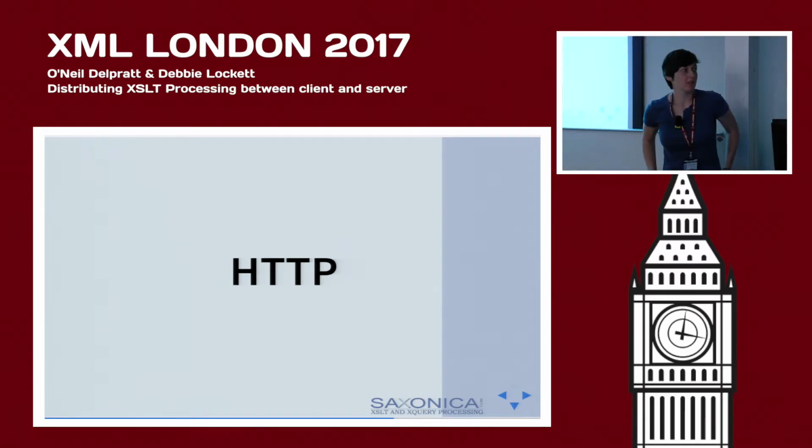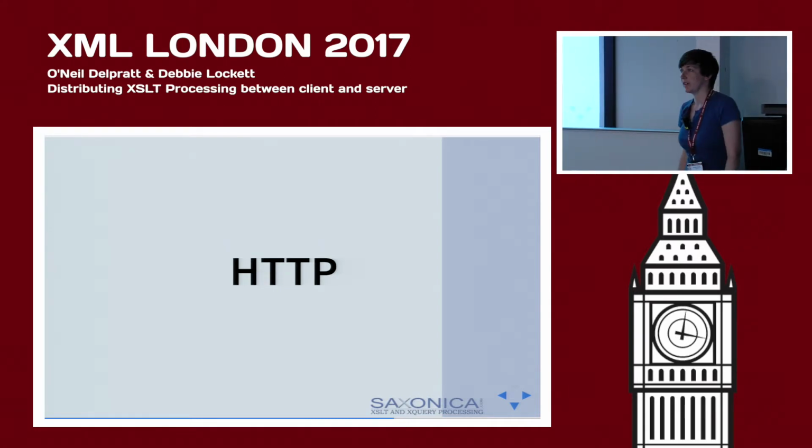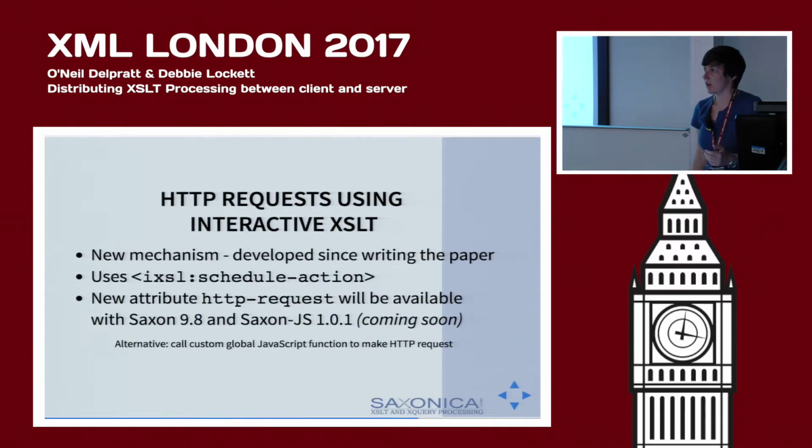Okay. So we're only a little bit touched on some of this, but jumping into a different section, really. I'm going to talk about the HTTP requests. As O'Neill briefly mentioned when you were looking at the flow diagram, that's slightly out of date. There I was saying that we use extension functions, but I'm going to present new developments in Saxon-JS where we've added a new mechanism which uses the xsl:schedule-action interactive XSLT instruction. That already exists, but we've added a new attribute, http-request, and it's available with Saxon 9.8 and will be available with the next release of Saxon-JS, whenever that comes out.